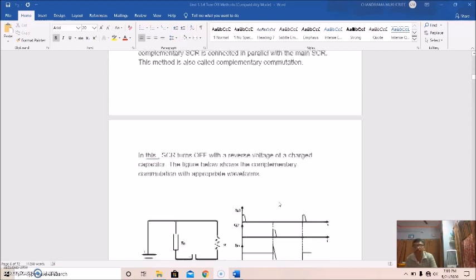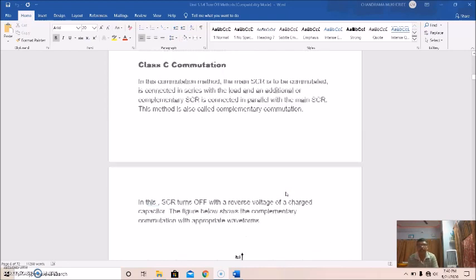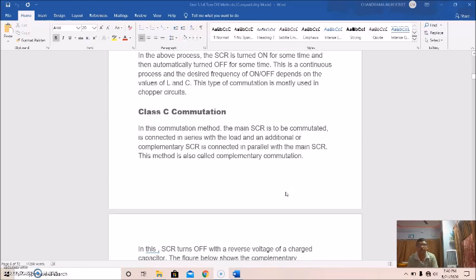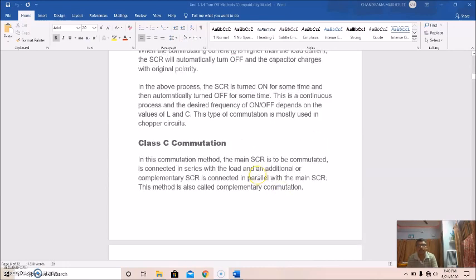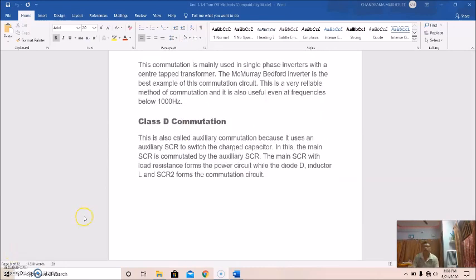This is used mostly in McMurray-Bedford inverters, and it can be used even below 1 kilohertz frequency. So that's all about class C commutation, and now we'll talk about class D commutation.